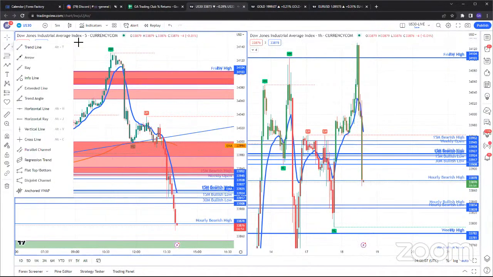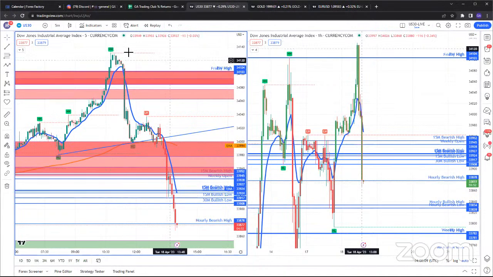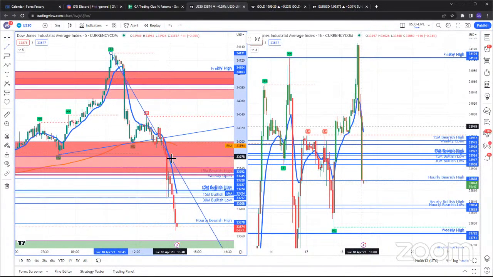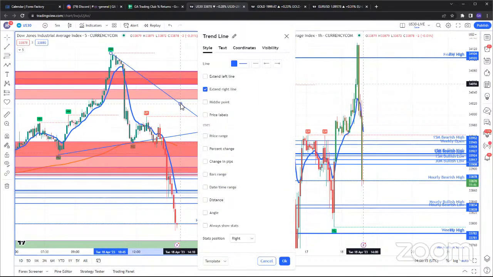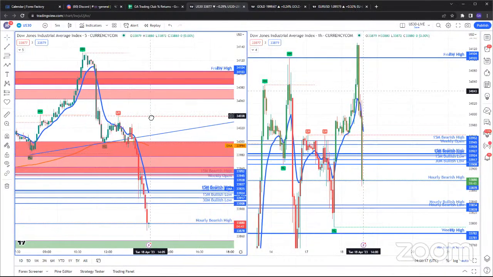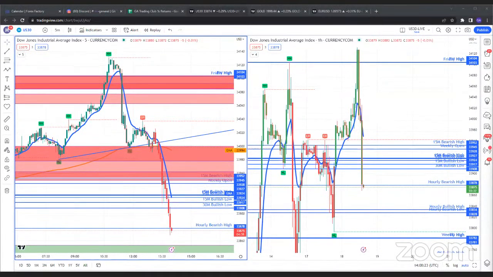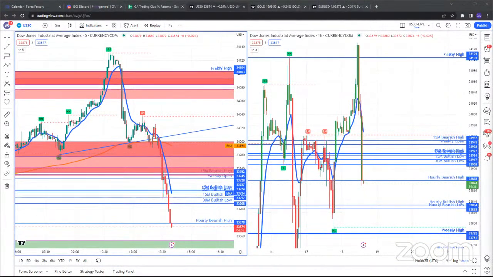I'll go ahead and do this. Try to draw a trend line from, I don't like when the trend line is cutting through candles. Okay, so currently I am bearish on US 30, bullish on gold, and bullish on EU.